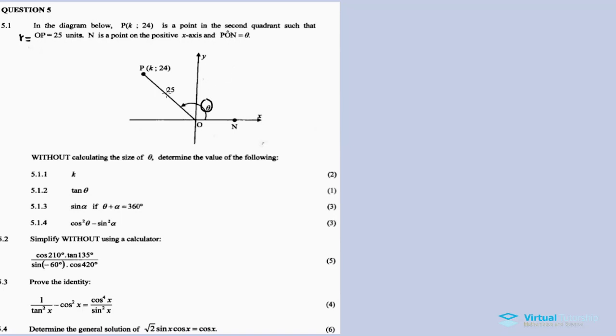Without calculating the size of theta, determine the value of the following. 5.1.1: we want the value of K. The value of K is the same as X. In other words, we want X; I'm given Y, I'm given R, and I want X.